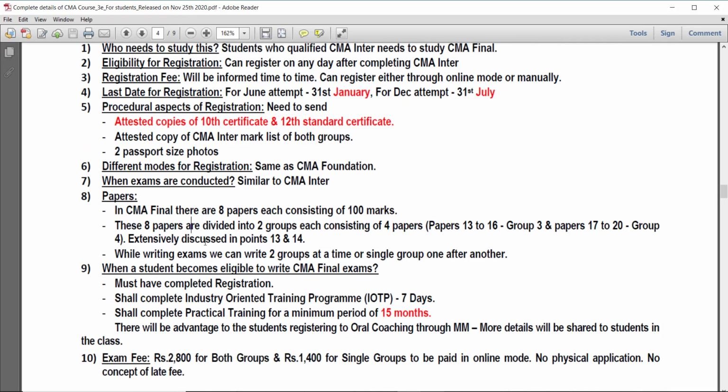So there are 8 papers divided into 2 groups, each paper for 100 marks. You can write both groups at a time, or you can write one group in one attempt and the other group in the next attempt.